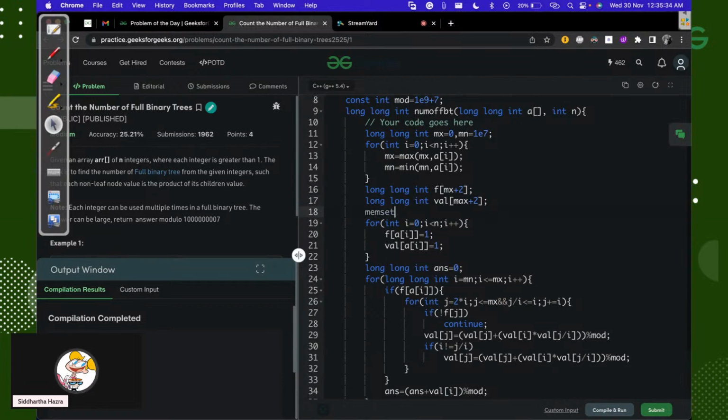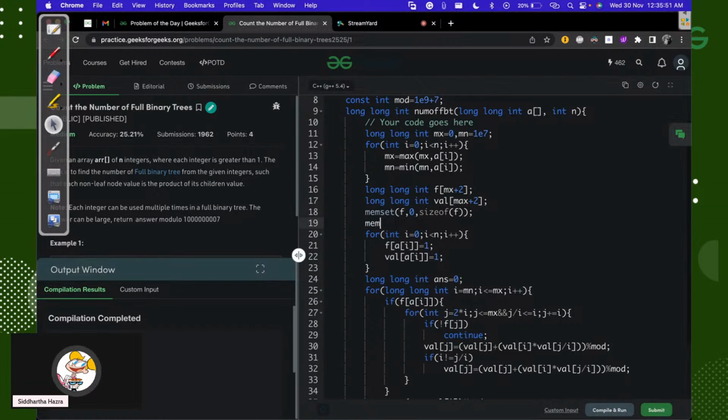Memset f comma 0 comma size of f, and memset val comma 0 comma size of val.